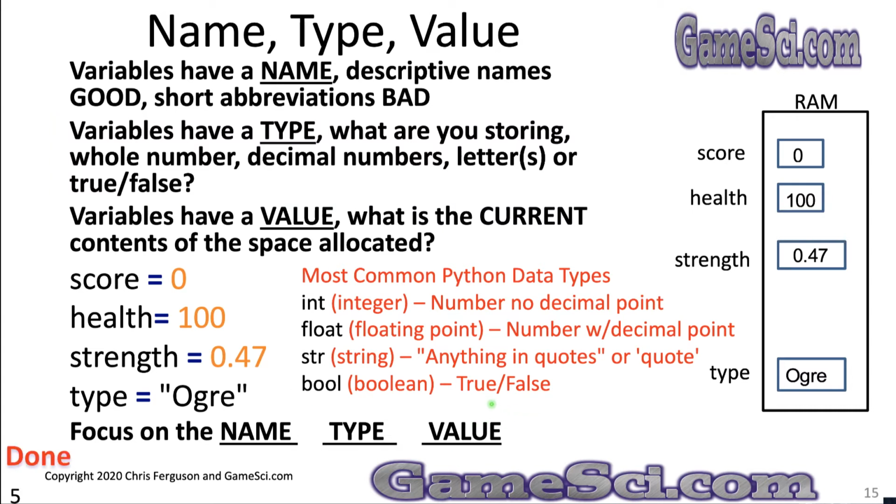The three most important things to remember about variables is they have a name, sometimes called the identifier, a type, and a value. Always be aware of all three things when dealing with variables in Python.